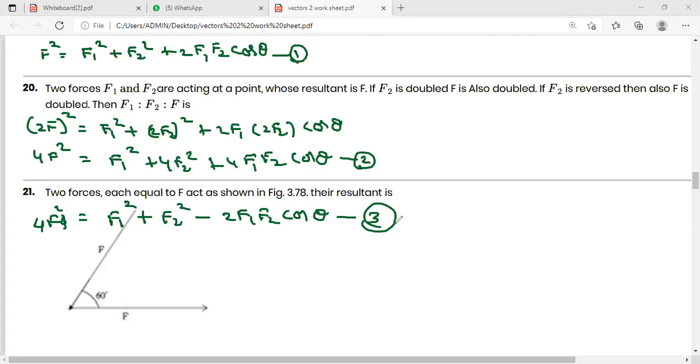Anybody can tell how to solve these equations to get the ratio of F1, F2 and F? You can just get the relation for F1 and F, F2 and F separately. If you get that, then it will be easy only.